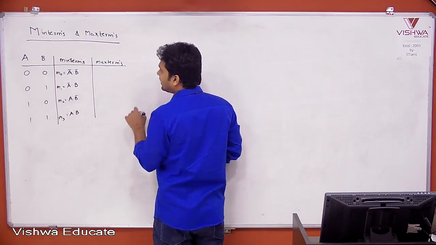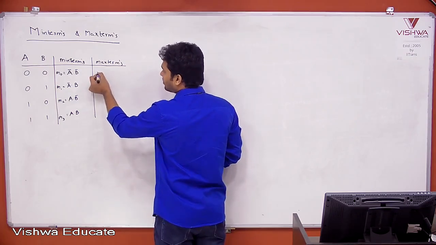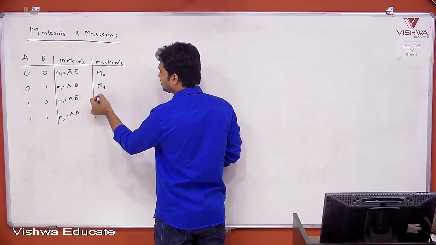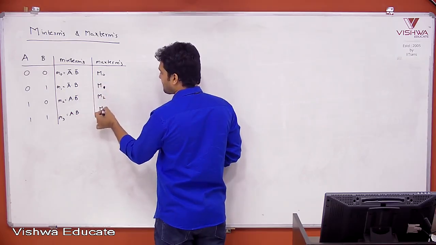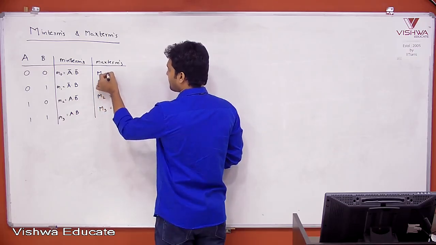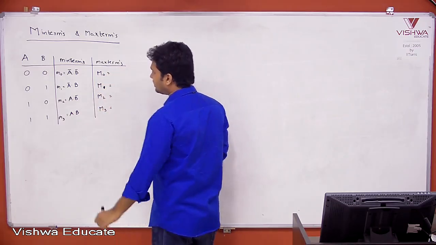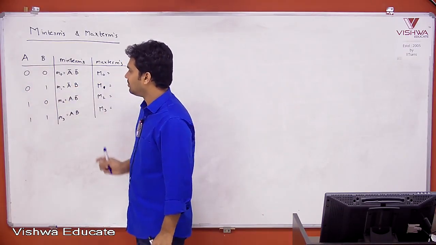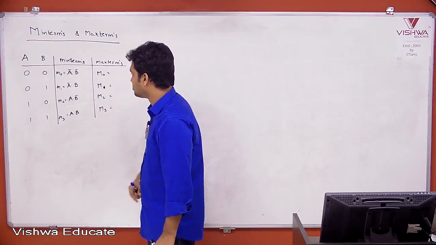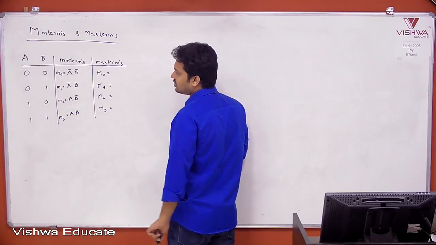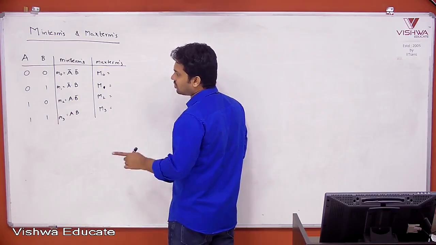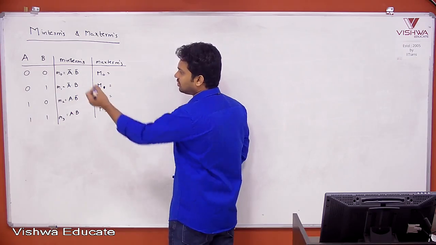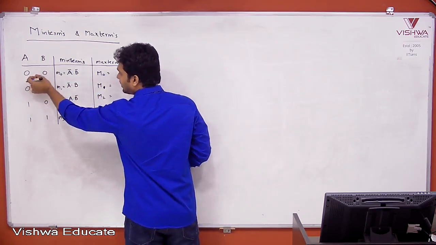Similarly, max terms will indicate zeros. That is, what are the values of AB required to get 0 in the output? What are the max terms required to get 0 in the output? See here, AB is 0 0. When A and B both are zeros, how to get 0? Can I say A into B? Then it is wrong. 0 into 0 is 0, but not only for this, there are so many cases where you get 0 into 1 also 0. So don't take the product here.